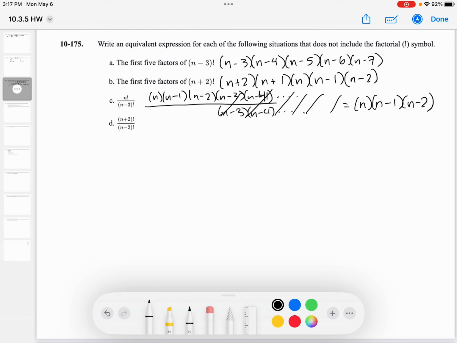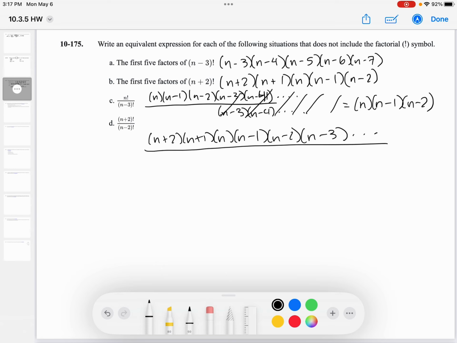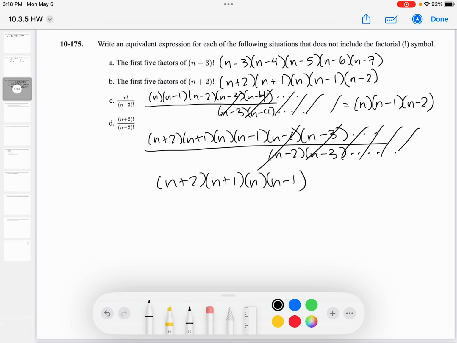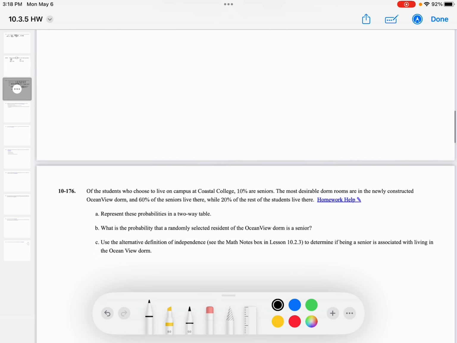All right, in part D, n plus 2 factorial over n minus 2 factorial. Okay, so let's write this out. We have n plus 2 times n plus 1 times n times n minus 1 times n minus 2 times n minus 3, all the way down to 1. And n minus 2 factorial is n minus 2 times n minus 3, all the way down to 1. And look, these cancel and those cancel, and everything's going to cancel all the way down, and I'm just left with those first 4 factors. n plus 2 times n plus 1 times n times n minus 1.